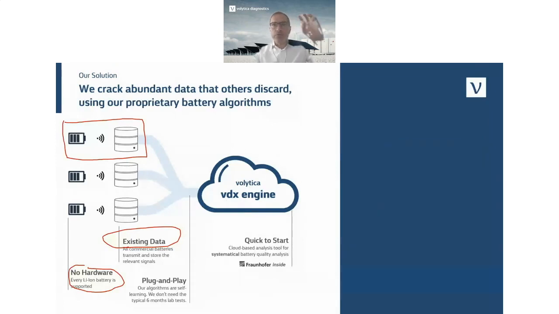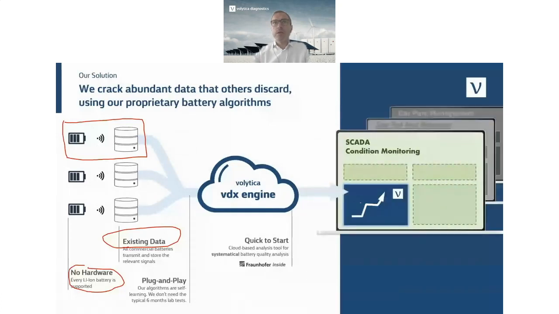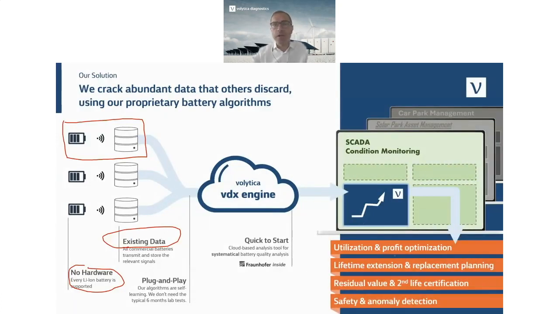From raw voltage and temperature readings, we generate information about profit optimization. How can the utilization be optimized? How can the lifetime of a battery be extended? When is actually the end of life? When do I really have to replace it? After 8 years at the end of the warranty, or can I use it a bit longer? Also, residual value certification is a very important thing, because sometimes whole farms of batteries get resold, and of course the buyer needs to know what the quality is to pay a good price. And needless to say, safety and anomaly detection is a very, very hot topic.